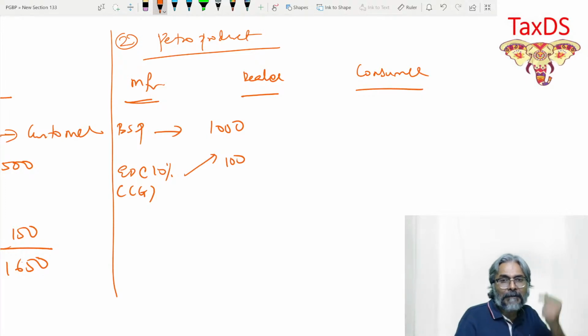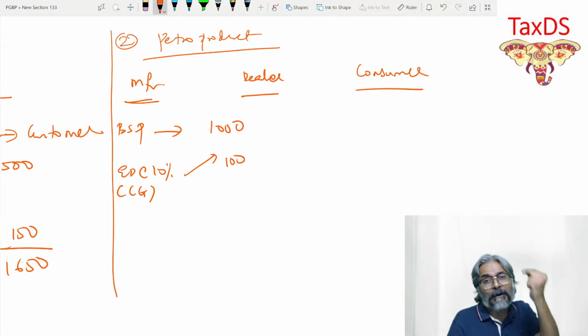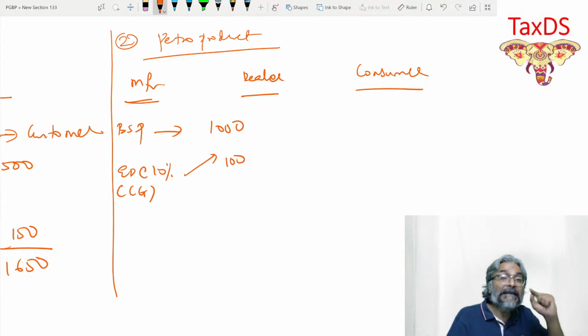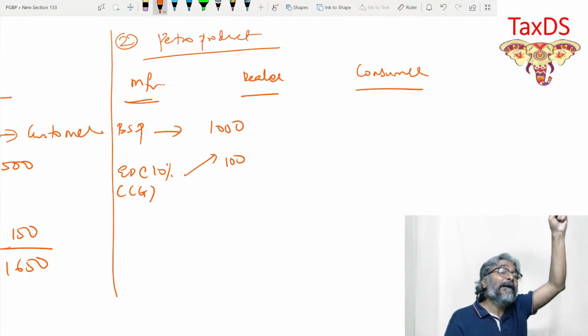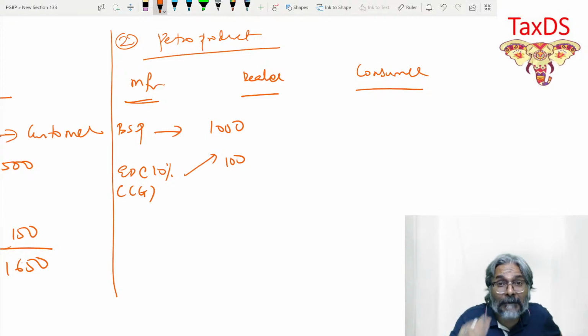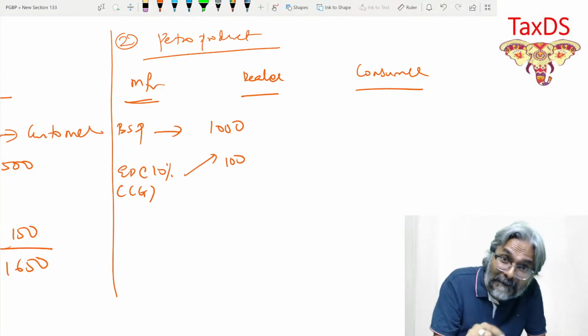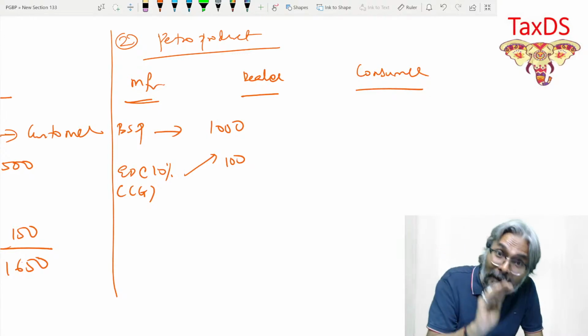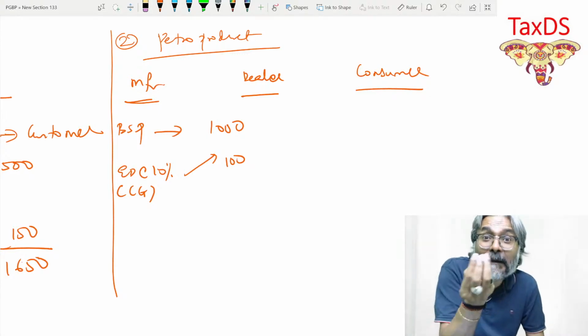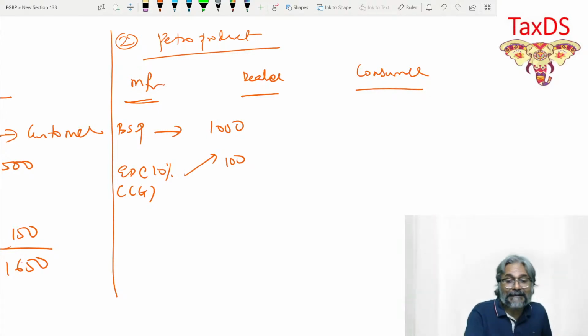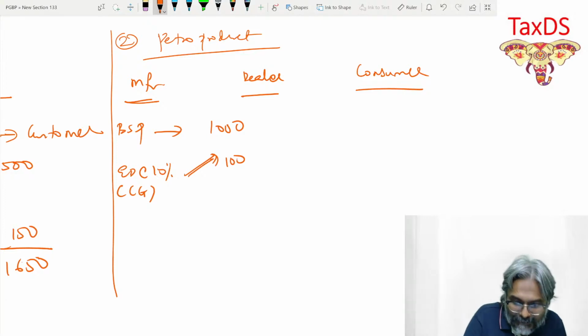And what is the old system? On the manufacture of the petroleum product, an excise duty levied by the central government will be charged. So please be careful. Is the excise law still applicable? And the answer is yes, for these limited items of 5 petroleum products. So yes, it is still there, students. So excise duty at the rate of 10%. I hope that all of you are clear with this one.